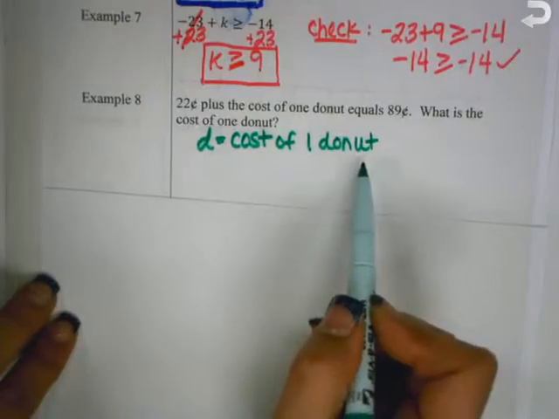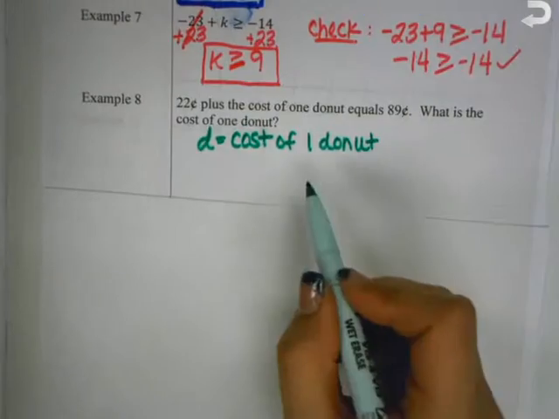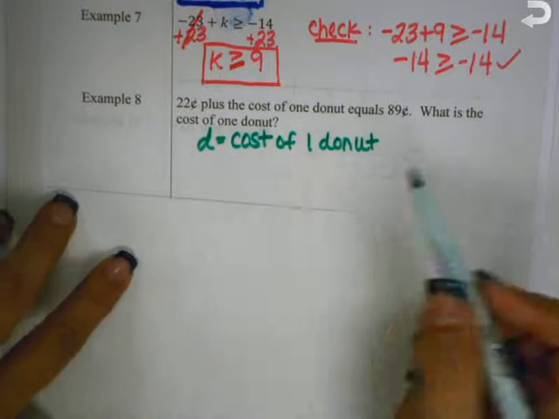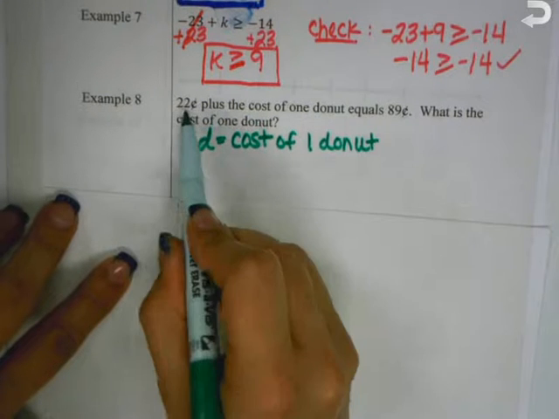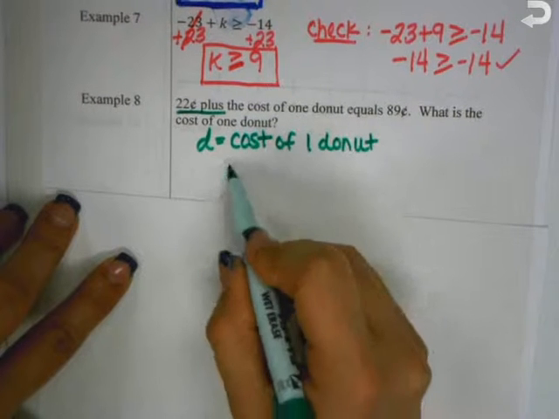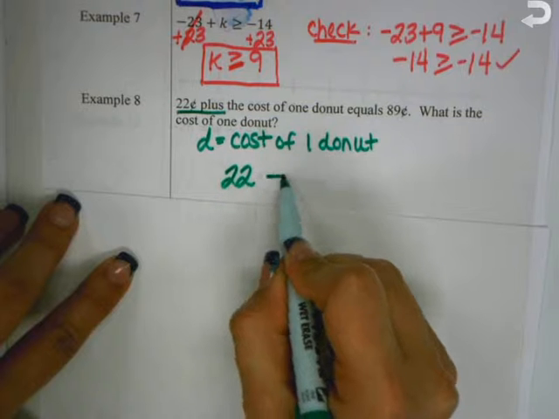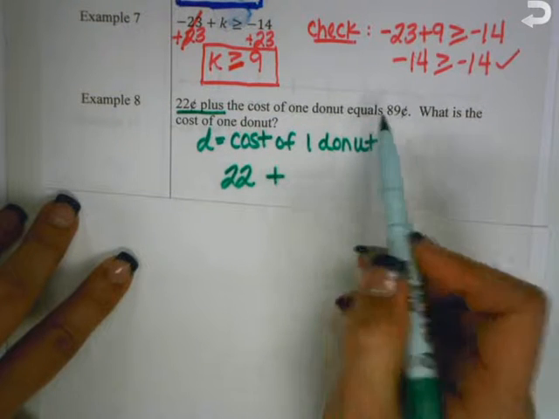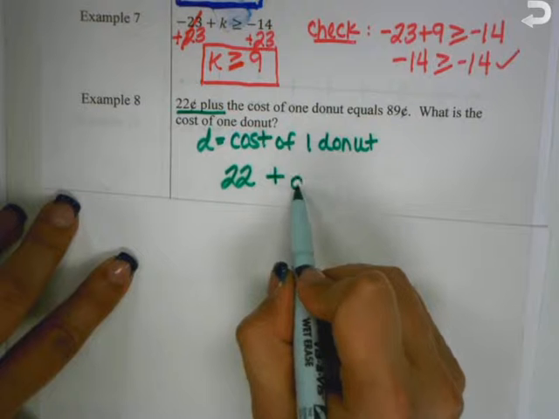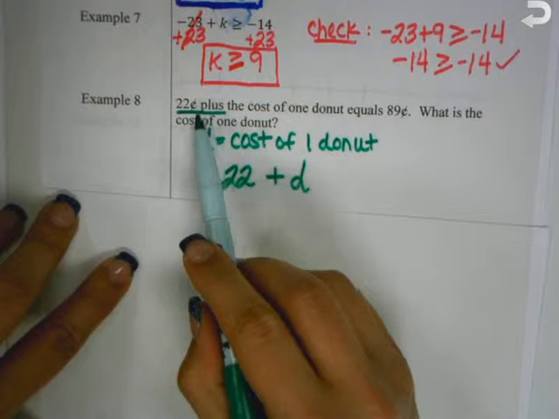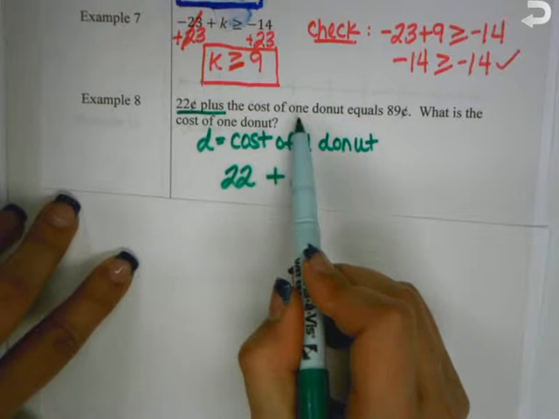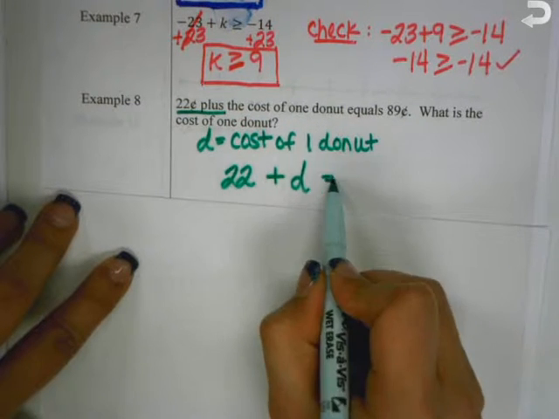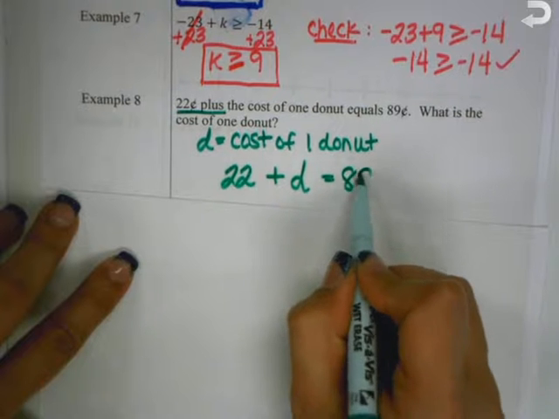Okay, so let's translate this. 22 cents plus, so what am I going to have? 22 plus the cost of one donut. What's the cost of one donut? D. And we know that 22 cents plus the cost of one donut equals what? 89 cents. So 22 plus D equals 89.